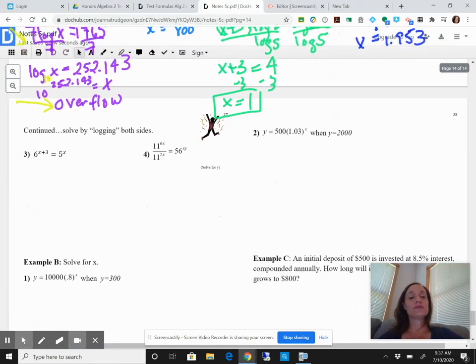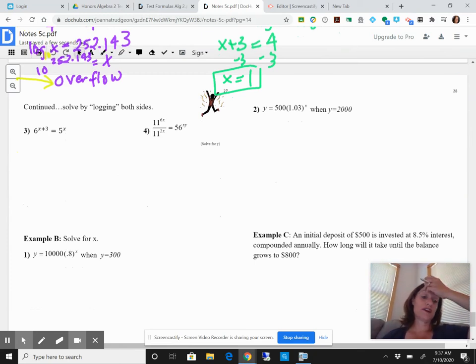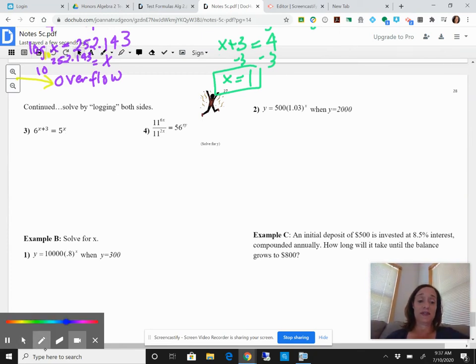Okay, now let's do some ones where you put a log in front of both sides, but they're not so easy. Now, these problems here, you would not be able to use the definition of logarithms to do it. I can't do the thing that I just did on that last problem, where I change one side into a log and use that, because I have two sides of the equation that have exponents. So I put a log in front of both sides.